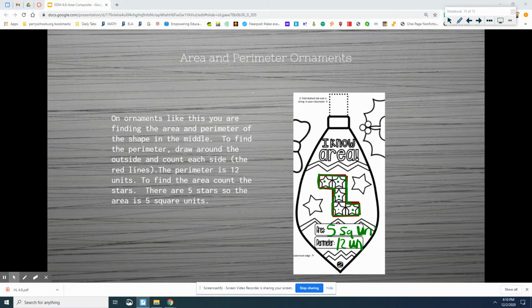You are going to have 2 ornaments to figure out the area and perimeter of, and you can color and decorate them. One will be a square or rectangle, and the other will be a shape like this that isn't necessarily a quadrilateral. So you have your home link and then this to work on.